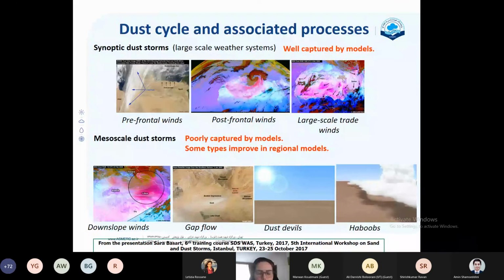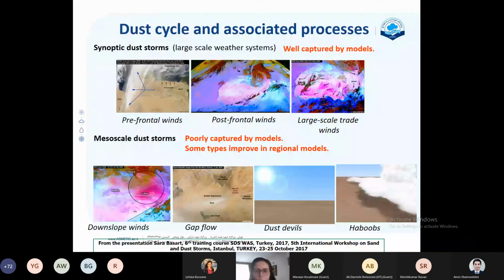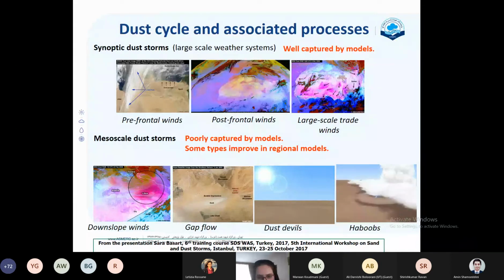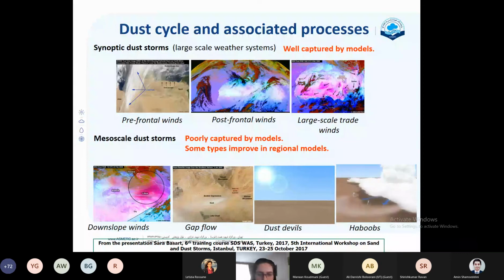There are some ways to improve the regional model. Synoptic dust storms can be captured by the regional model, but there are some phenomena such as radiation or convection that, because of their size, are hard to capture by regional models, and that's why it's very important to nowcast them by the use of satellite and also the data that is useful for nowcasting.